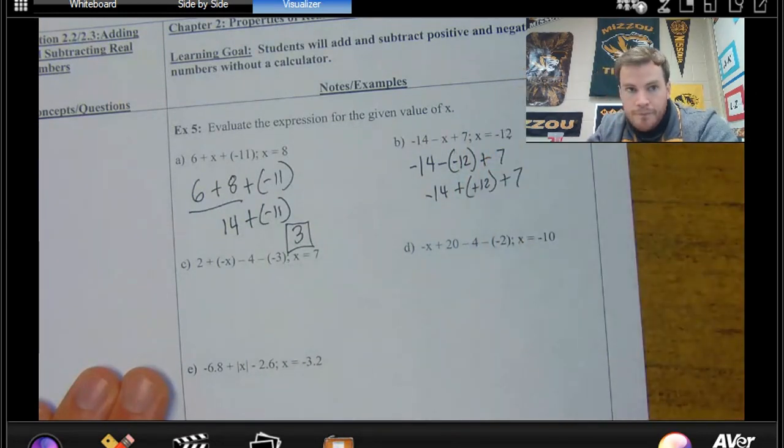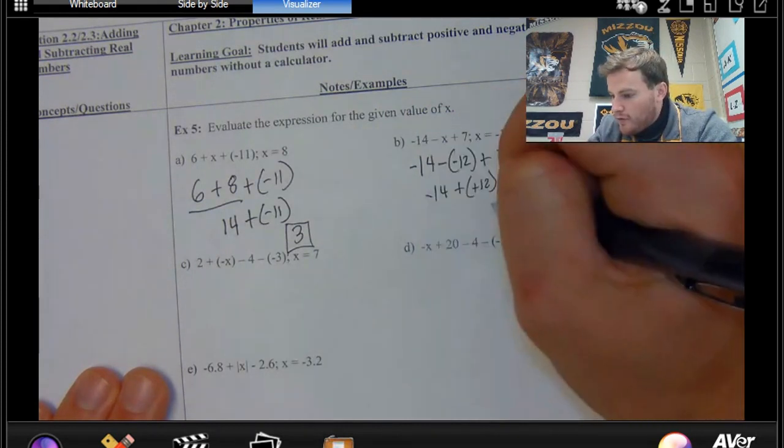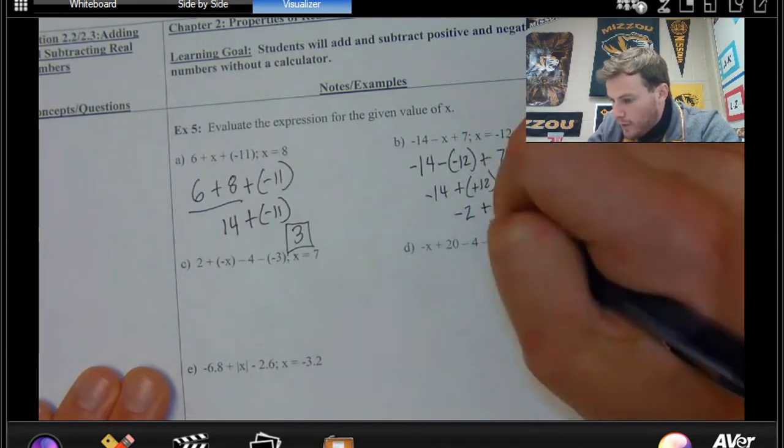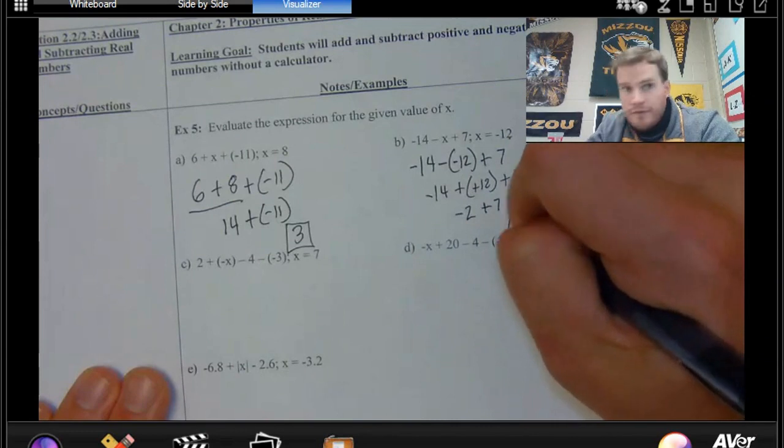We could do this one two ways. What we could do is combine those two together first. So negative 14 plus 12 equals a negative 2, plus 7. That equals a positive 5.